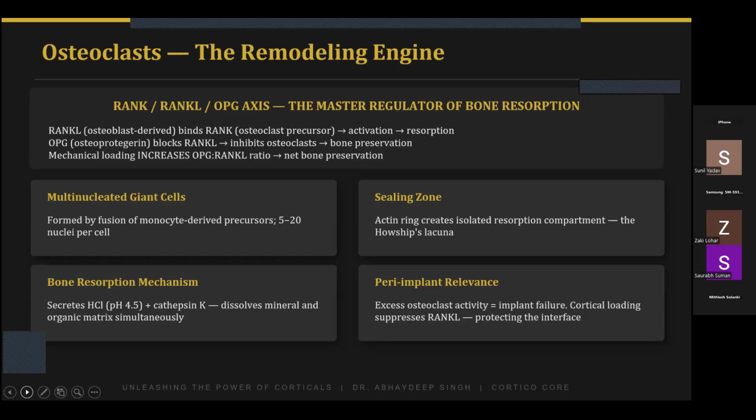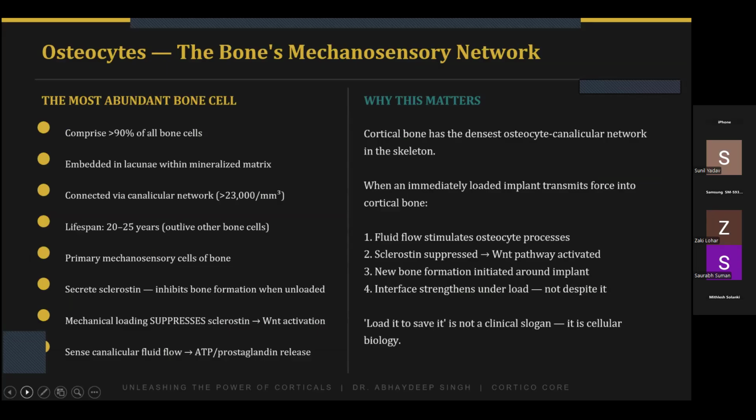The osteocytes, these are the bone mechanosensory network. These are the triggering networks. Now, osteocytes are settled inside the cortical bone. Cortical bone has the densest osteocyte canalicular network in the skeleton. And when an immediately loaded implant transmits force into the cortical bone, what happens then? The fluid flow stimulates the osteocyte process, the sclerostin.